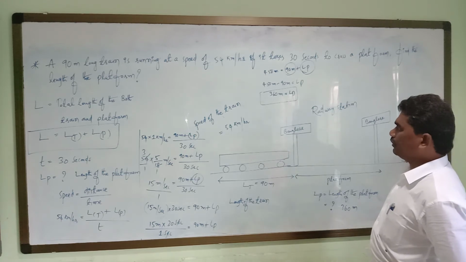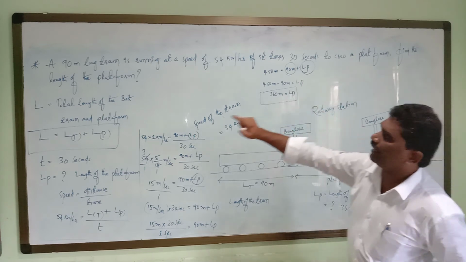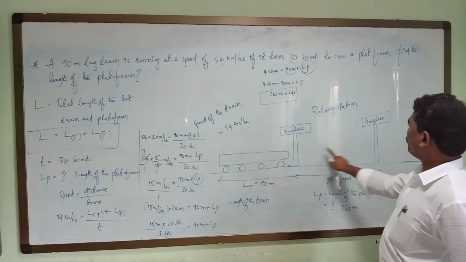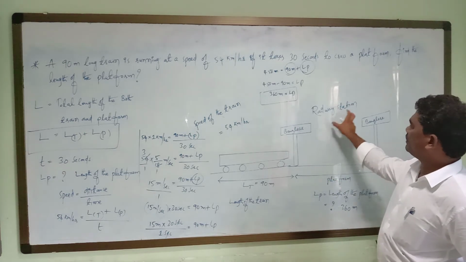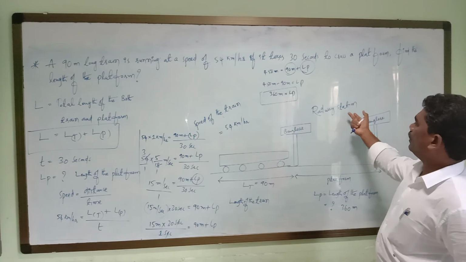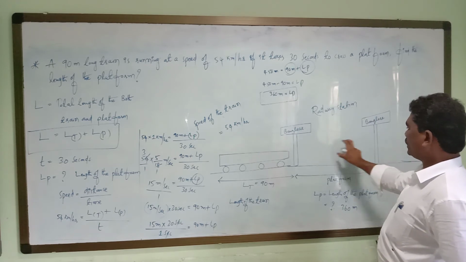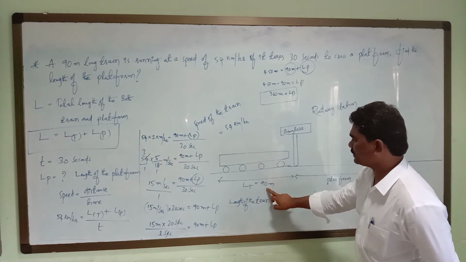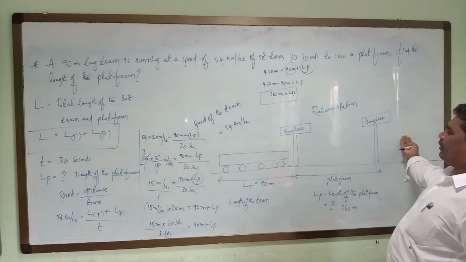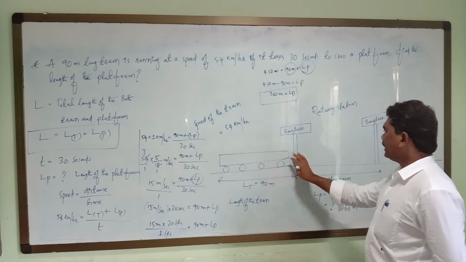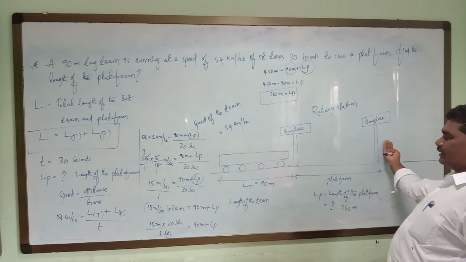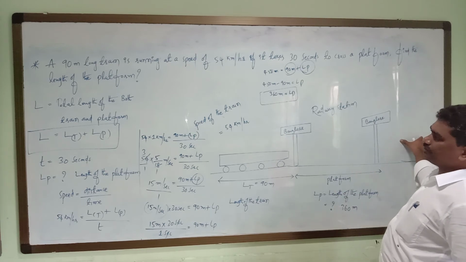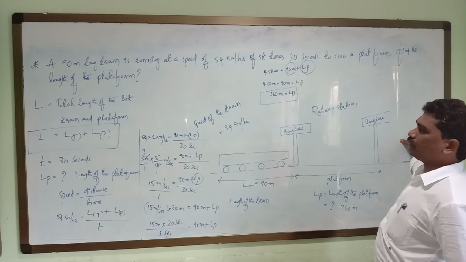So, find the length of the platform. The length of the platform is 360 meters. The length of the platform from here to here, this is the railway station, for example Bangalore railway station, is 360 meters. The length of the train is 90 meters. To cross the station platform, it has to cross its length and the station platform length, that is 360 meters. In that case, the train comes here after crossing the railway station platform.